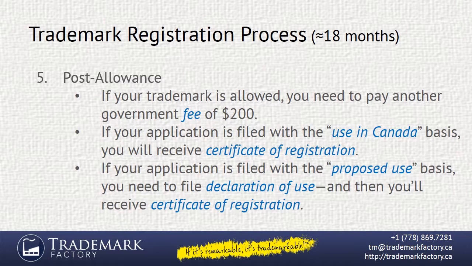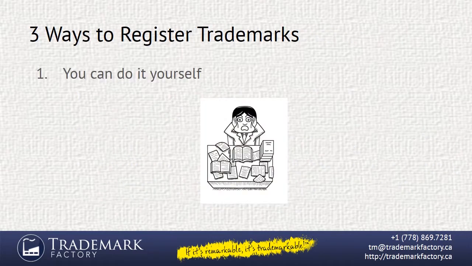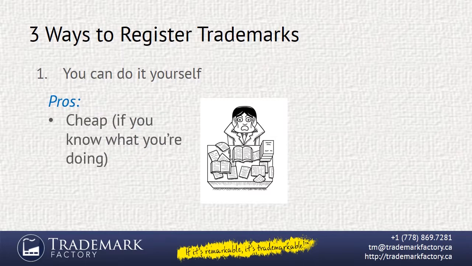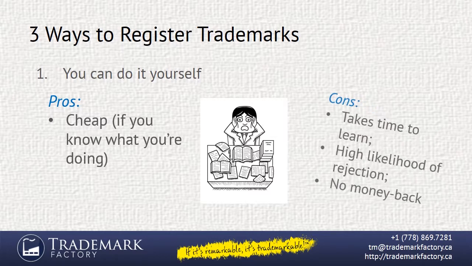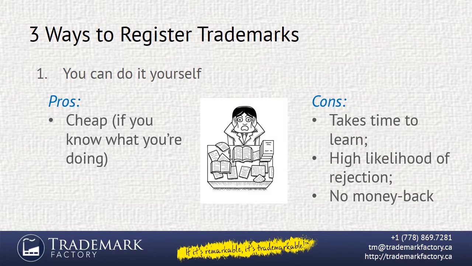There are 3 ways to register trademarks. You can do it yourself. Technically, you're not required to have a trademark agent assist you in the filing of your trademark application. The only advantage is that you'll be able to save on the fees that a trademark professional will charge you. The disadvantages are that it takes a lot of time to learn how to properly file a trademark application and, more importantly, how to respond to office actions.